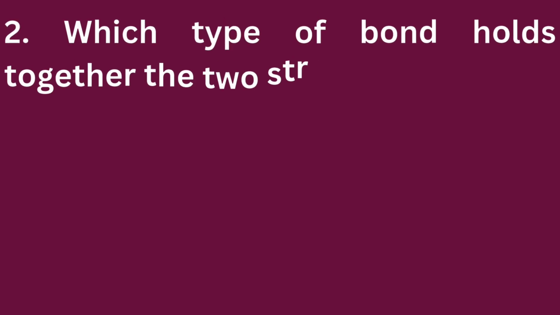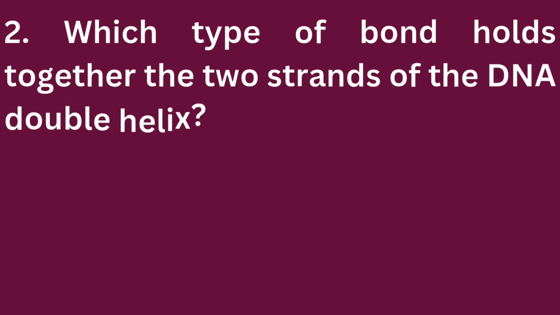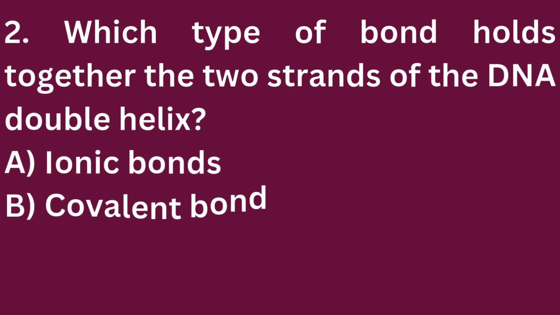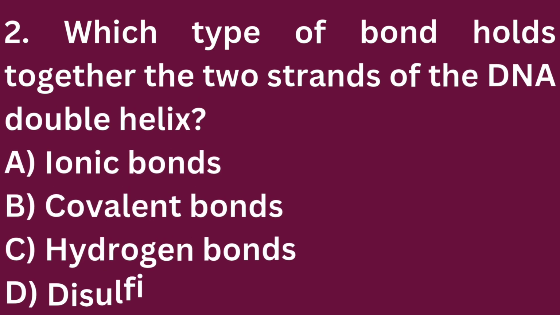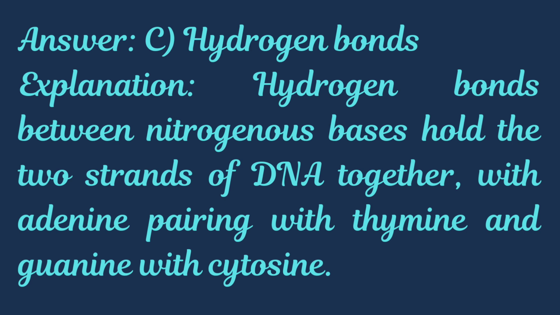2. Which type of bond holds together the two strands of the DNA double helix? A. Ionic bonds. B. Covalent bonds. C. Hydrogen bonds. D. Disulfide bonds. Answer C. Hydrogen bonds. Explanation: Hydrogen bonds between nitrogenous bases hold the two strands of DNA together, with adenine pairing with thymine and guanine with cytosine.